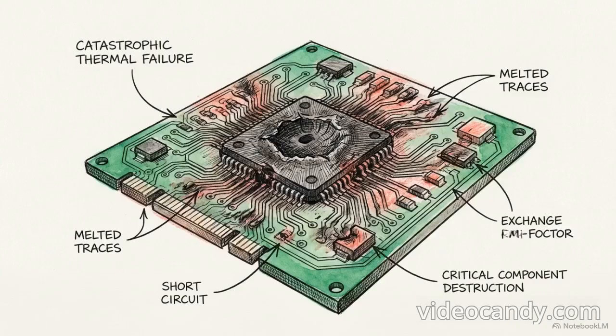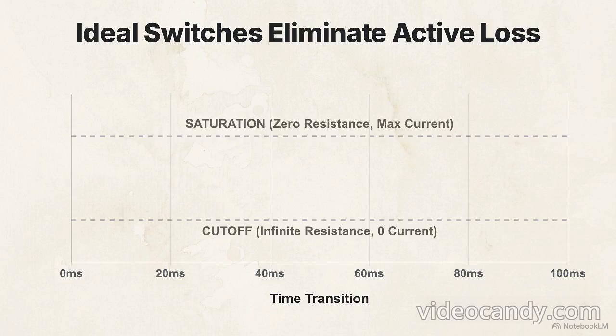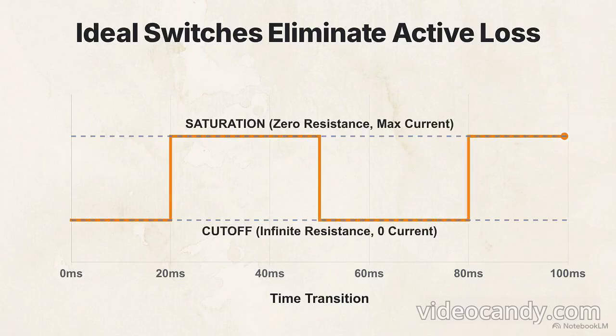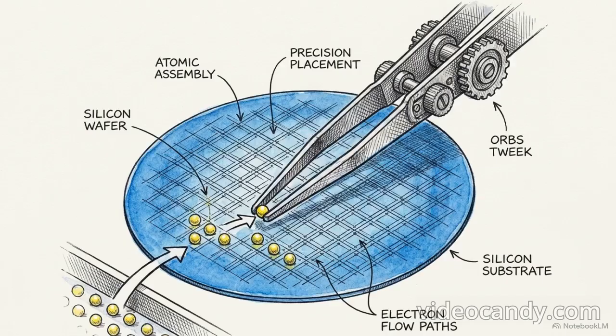Operating in that active region while carrying an industrial electrical load would melt the hardware. To survive the energy transfer, power components must act as high-speed digital switches, alternating strictly between complete cutoff and full saturation. Safely switching these currents requires precise engineering of the semiconductor material at the atomic level.